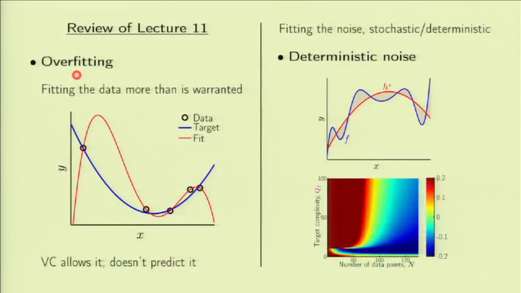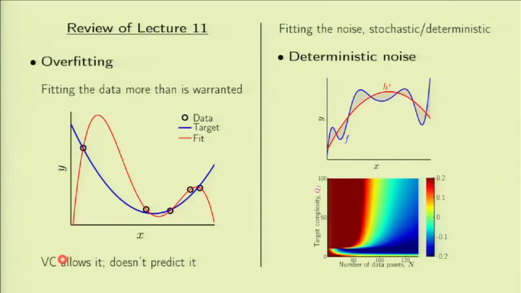Last time, we introduced the notion of overfitting, and the idea was that we are fitting the data all too well at the expense of the generalization out of sample. And we took a case where the target was simple, but we added very little noise, and that little noise was enough to misguide the fit using a higher order polynomial into getting a very poor approximation of the target that we are trying to approximate. Overfitting as a notion is more in scope than just bad generalization.